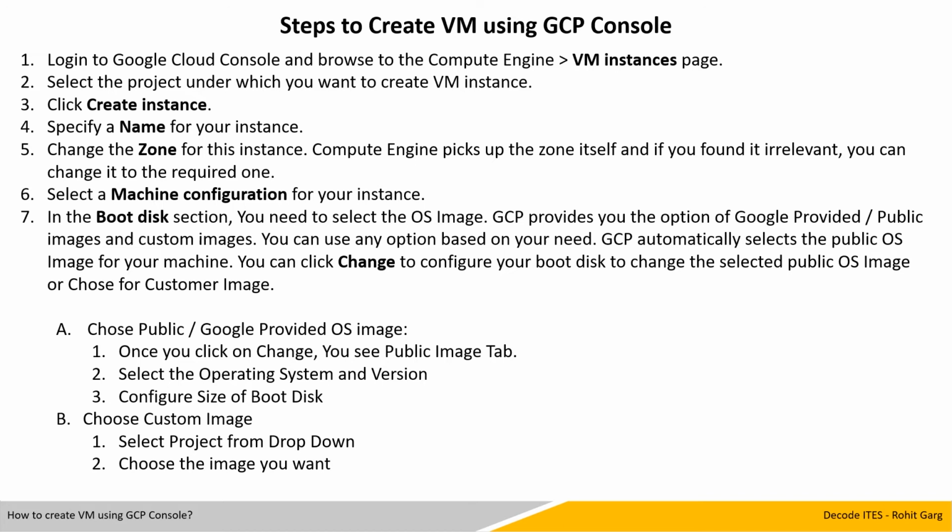These are the steps that you can follow to create virtual machine in GCP console page. For this, you first need to log into the Google Cloud Console. Then you need to select the project name. You need to click on instance name. You need to click on create instance, select the name of your instance, zone for your instance, select the configuration and machine type for your machine. In boot section, you need to select the OS image, whether you want to go with the customized image or with the public image provided by Google. On basis of that, you need to do the configuration.